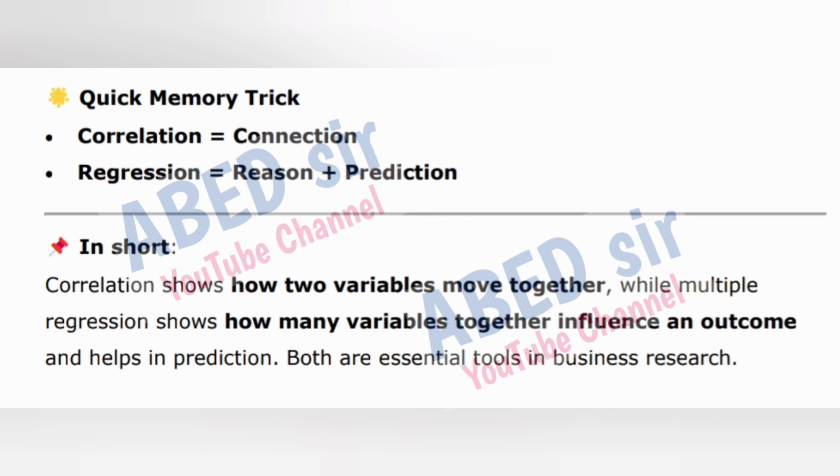In short, correlation shows how two variables move together, while multiple regression shows how many variables together influence an outcome and helps in prediction. Both are essential tools in business research.